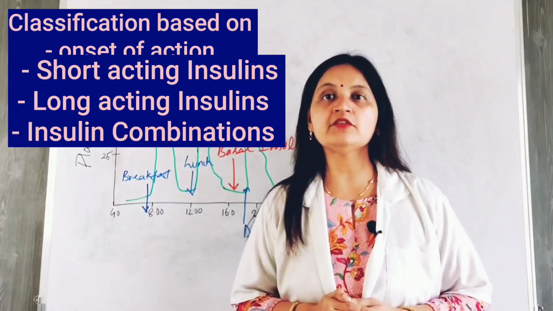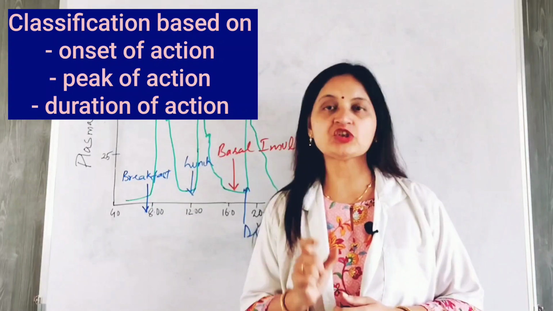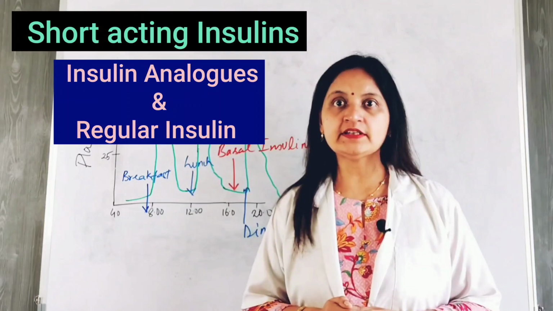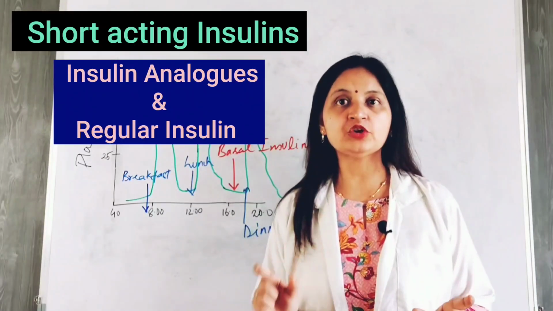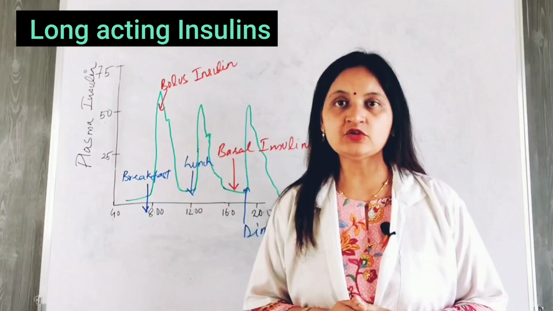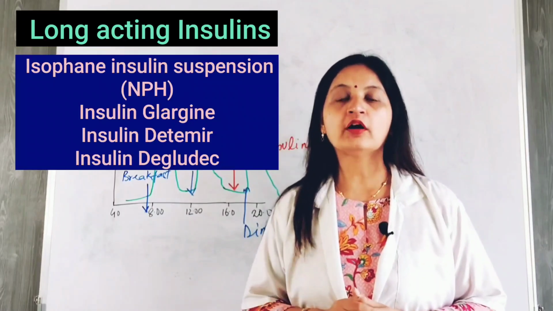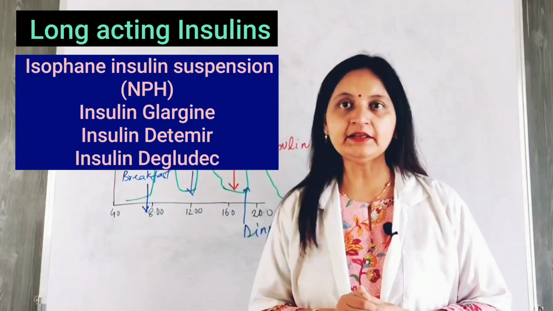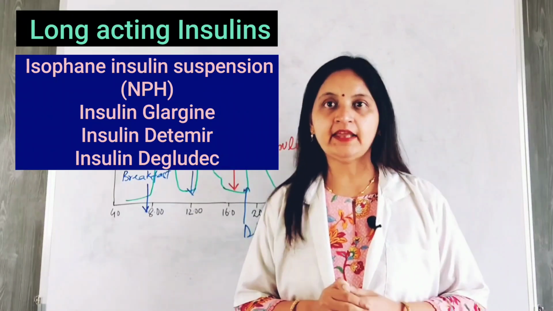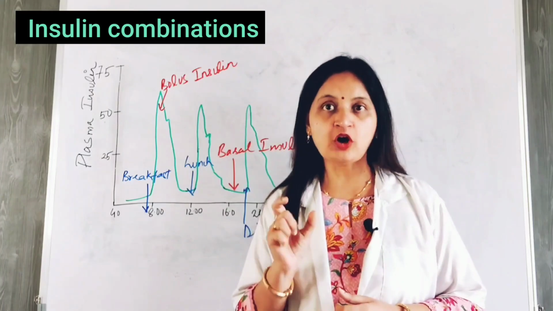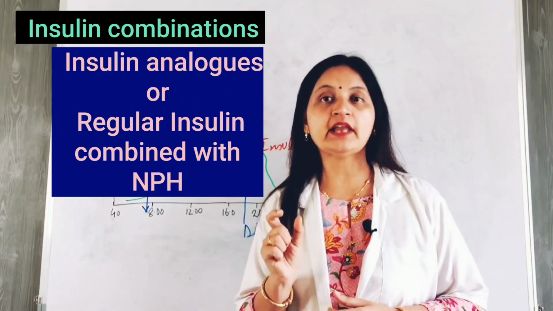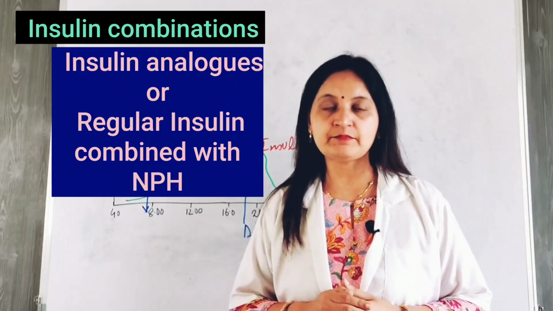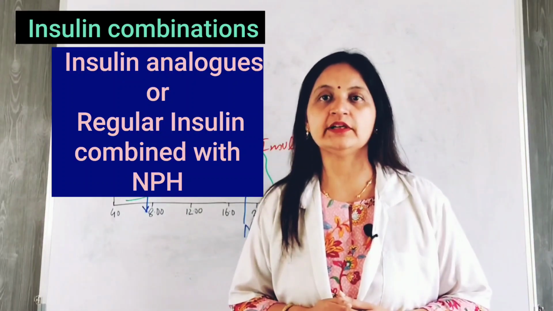Clinically, the differences among insulin products relate to the onset of action, peak of action, and duration of action. The short-acting insulins include the insulin analogs and regular human insulin, whereas the long-acting insulins include NPH or isophane insulin suspension, insulin glargine, insulin detemir, insulin degludec. And then we have the insulin combinations where the short-acting insulin such as the insulin analogs or regular insulin is combined with isophane insulin suspension or NPH or protamine insulin.